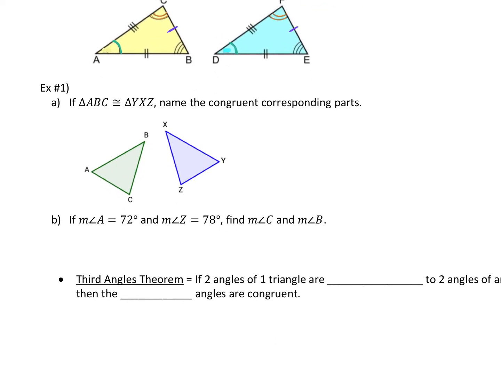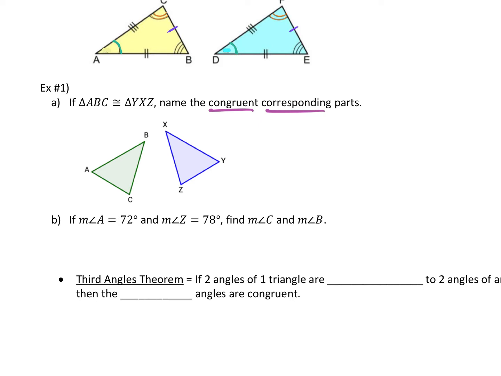So first example, it says if triangle ABC is congruent to triangle YXZ, name the congruent corresponding parts. Now, they're going to give you pictures a lot of the time. I'm going to just tell you to be a little bit leery of only using the picture, because sometimes the picture has been flipped or turned or something, and they're still congruent figures, but it's going to be a little more confusing which parts match up.